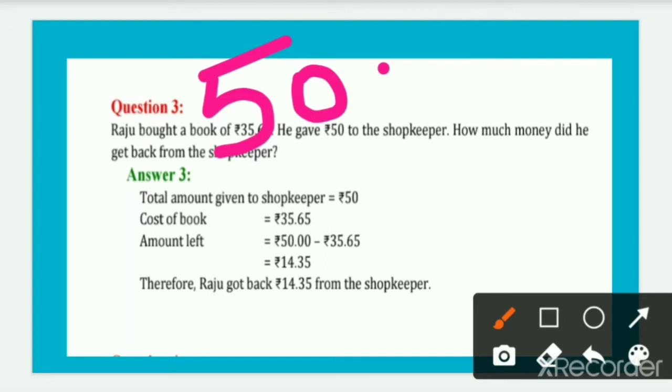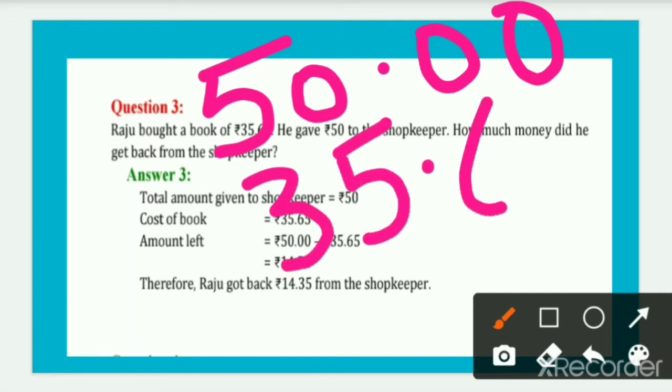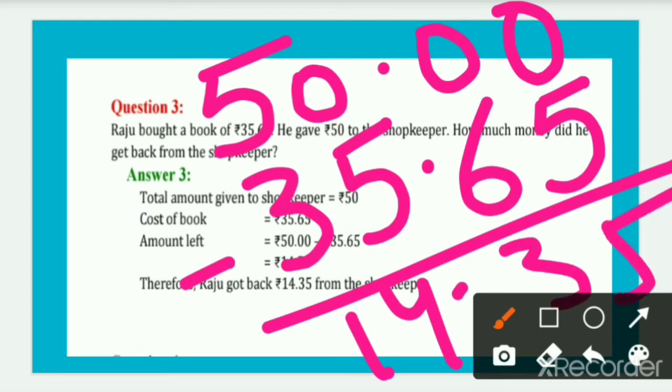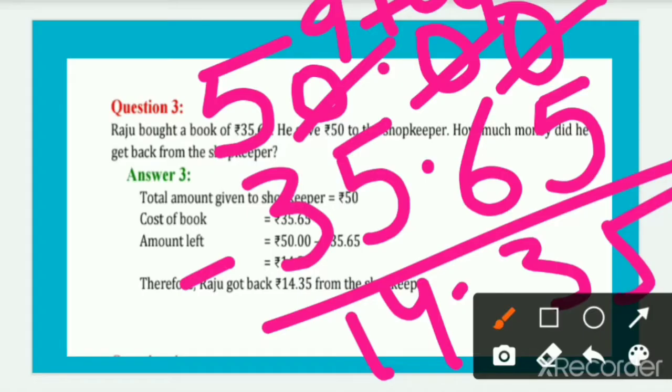So as it is a decimal number, we have to put a decimal point after 50 and we have to add zeros. So the answer will be 35.65, the spent money, and then we will subtract both the numbers. So when we subtract, we will be having 14.35, right? Yes, it is very easy because this will become 9 and this will become 10, this will become 9 and this again will become 9.